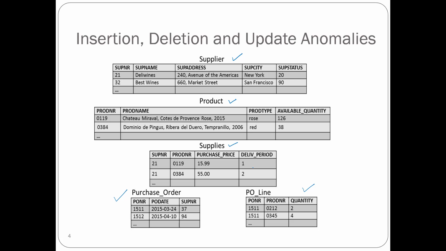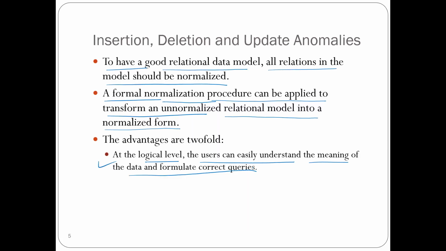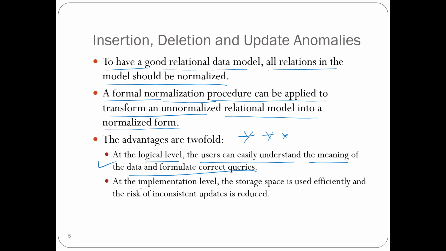But yeah, once you know that this is how your data is modeled, right? In supplier relation, then product relation, supplies relation, purchase order relation, and PO line, right? Then it is a lot more convenient for you to understand at the logical level which data goes in which relation, right? So the formulation of the query is going to be a lot easier. So that's the first advantage. At the logical level, the user can easily understand, this is important, the meaning of data and can formulate correct queries. The other advantage is at the implementation level.